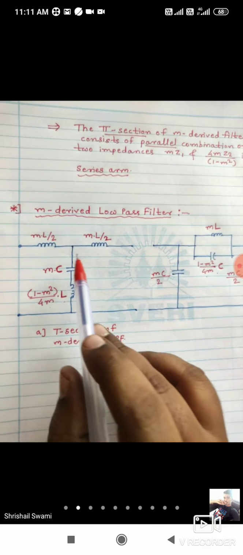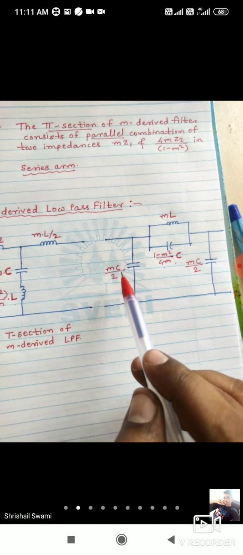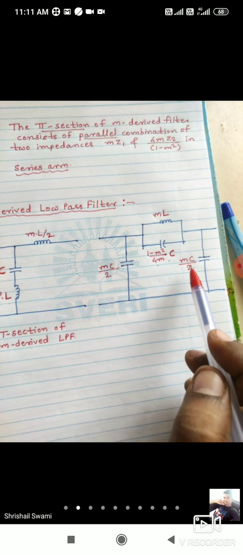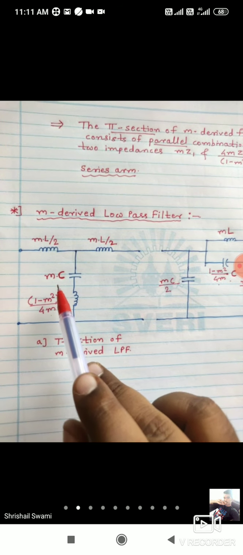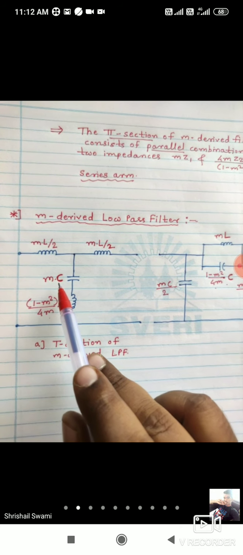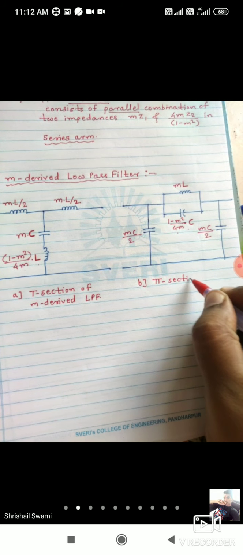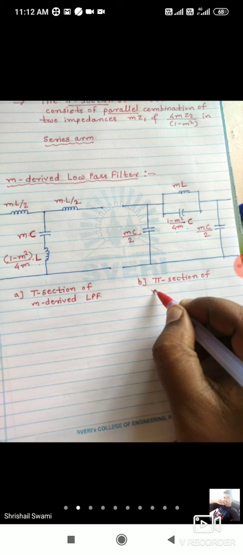Just remember. And here m into L by 2, m into L by 2. Here m into C by 2, m into C by 2. Now next, m into C as it is, here m into L as it is. Now this will be the pi section of m derived low pass filter only.